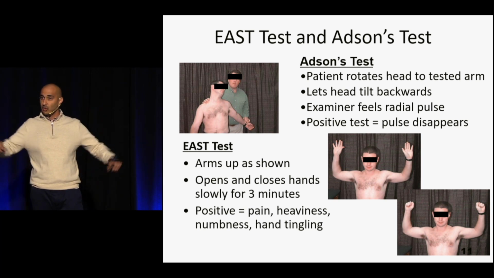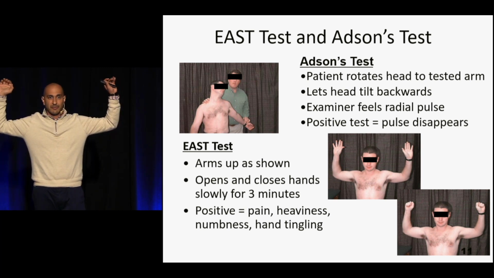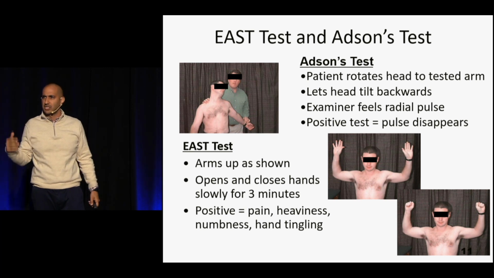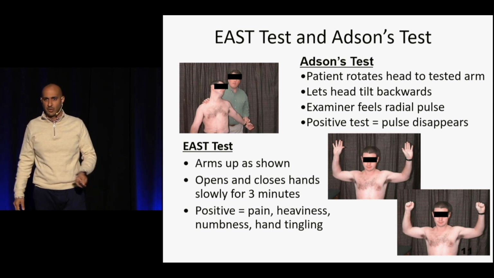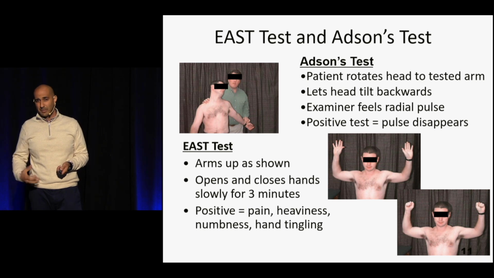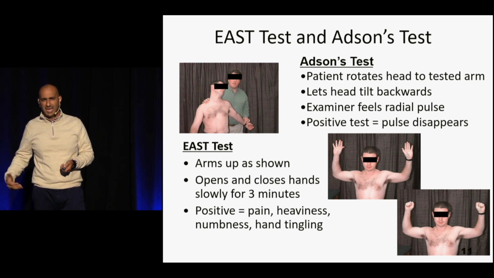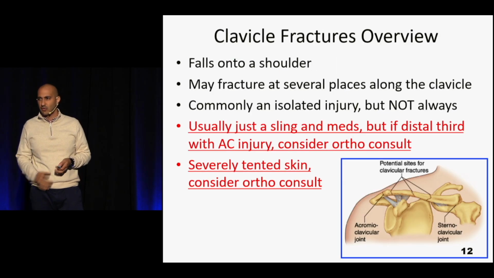The other thing that you can do is the East test. You have them do this, sort of the funky chicken type of thing, for about 3 minutes, and if they start getting numbness, pain, heaviness, tingling, that could be neurologic, arterial, or a combination of those. So you get somebody with unilateral arm pain, heaviness, those kinds of things, thoracic outlet syndrome is the thing to consider.